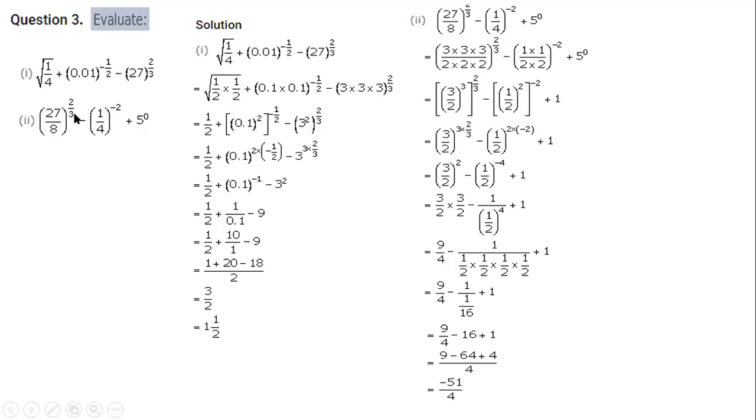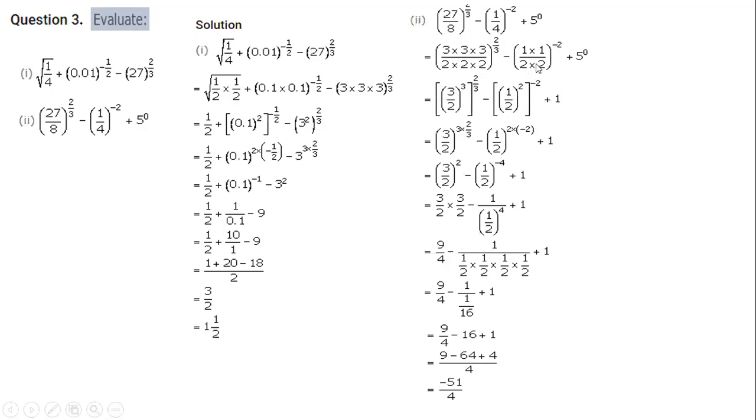Next, come to the second statement. (27/8) power 2/3 minus (1/4) power minus 2 plus 5 power 0. 27, 8, but here the power is 2/3. 27 is a perfect cube of 3, 8 is a perfect cube of 2, so this can be written as (3/2) power 3. See, (3/2) power 3 into 2/3. So we can cancel this 3 and we are left only with (3/2) power 2.